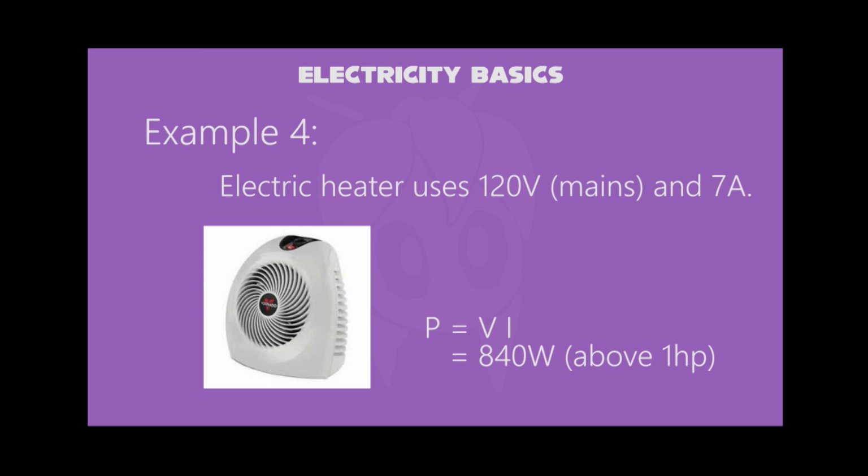Here's an example for you. An electric heater has a voltage of 120 from the mains, and has an electric current of 7 amperes. Determine the power consumption in watts. Therefore, it consumes 840 watts of power. If the power level exceeds the limit, the equipment will result in a short circuit, which is dangerous and could catch fire.